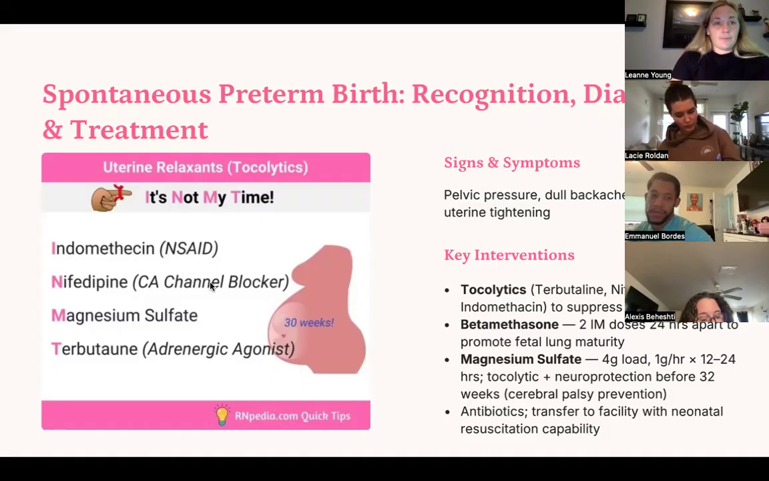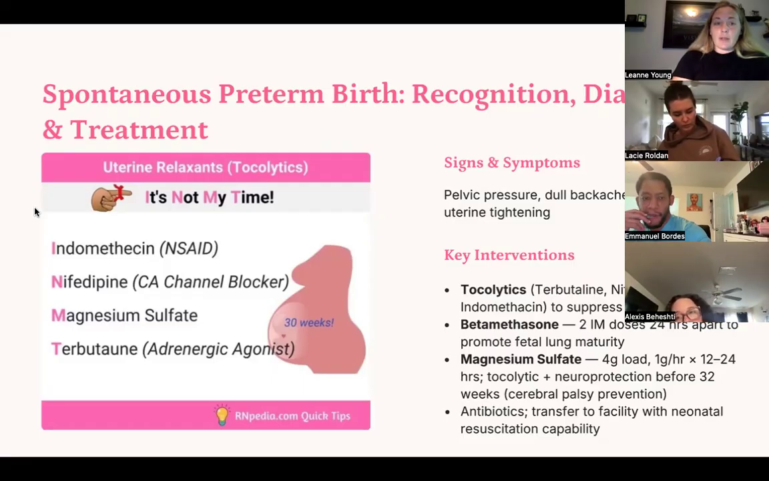What are we going to do? How do we stop this if it's appropriate? We are going to use some medications called tocolytics. These medications are specifically used to stop uterine contractions. They are used to relax the uterine muscle and stop our contractions. The number one that I have used at the bedside is terbutaline. Terbutaline is a medication that we're going to give. It's usually an injection, and that is going to suppress uterine activity.